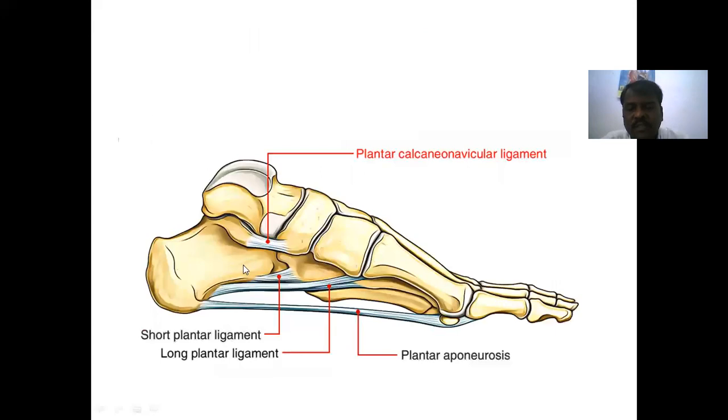See here, this is the talocalcaneonavicular joint. This head of the talus articulates with the posterior surface of the navicular bone. Here, this is the spring ligament. It gives support to this articulation, supporting the talocalcaneonavicular joint.